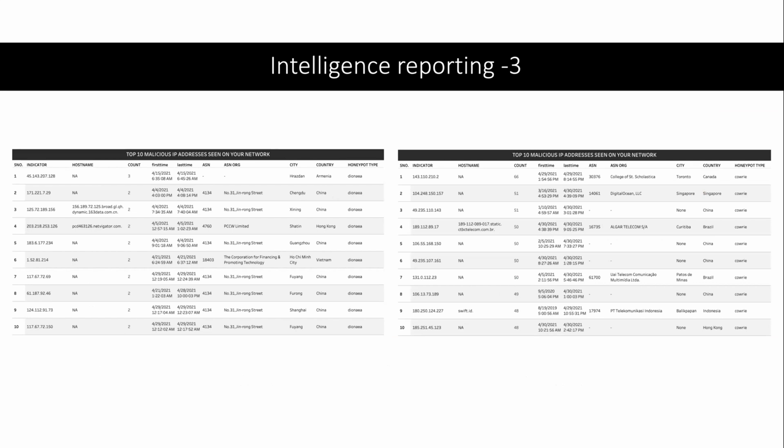This slide, this is a lot of information. It's comparing top IP addresses for two different partners. On the left, it's interesting to note that the top countries include Armenia and China and Hong Kong, while on the right, for the right partner, the top countries were Canada, Singapore, China, and Brazil.